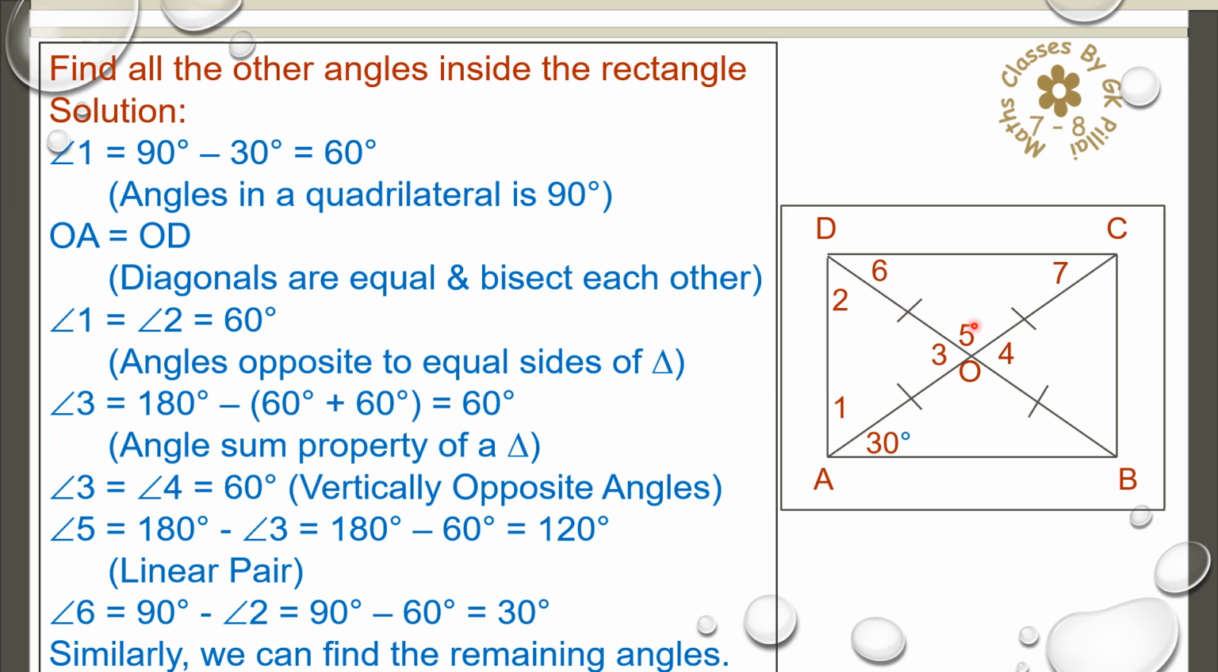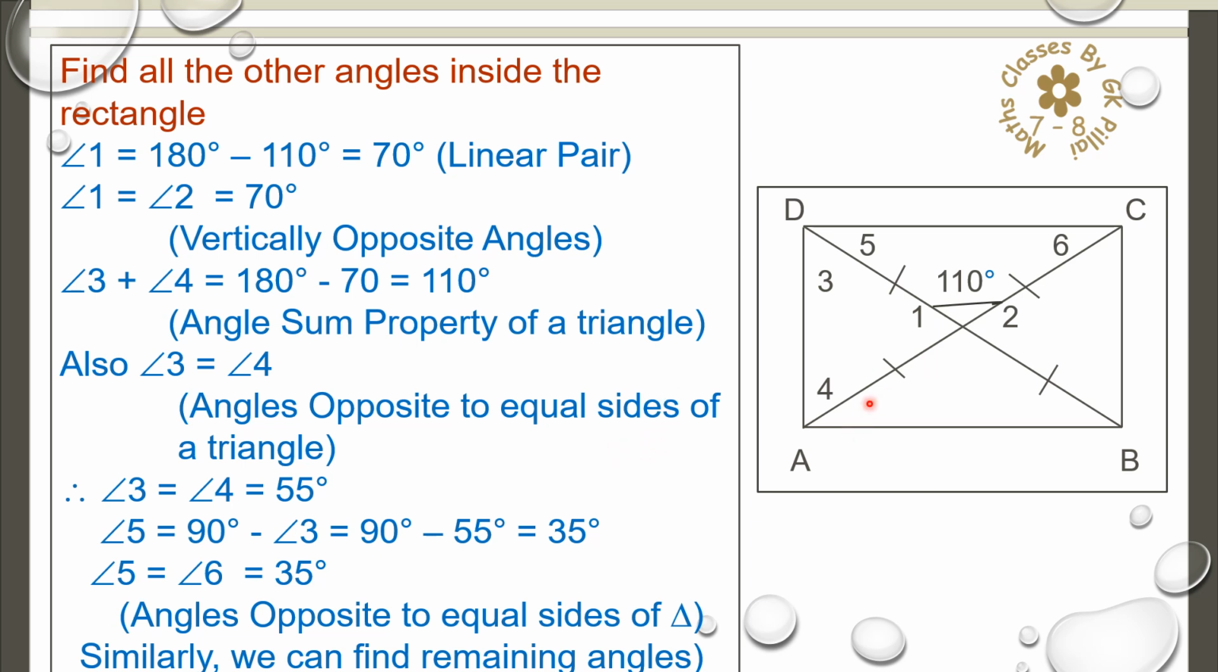Similarly, the way we have found out the angles, you can find the remaining angles also. These two angles will be equal to 60 degrees each. And these two angles will be 30 degrees each. And here also this angle will be also equal to 30 degrees only.